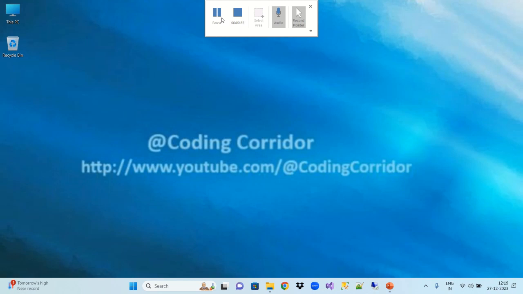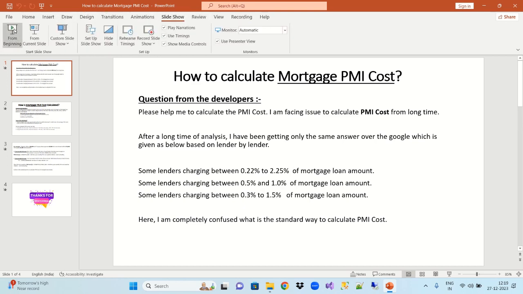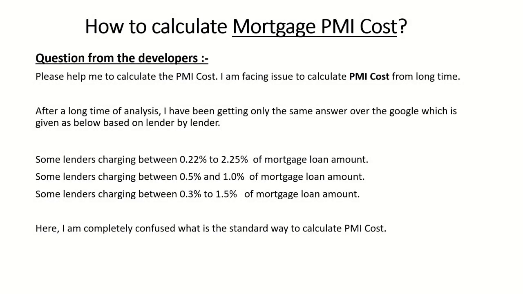So let's see the question from the user first. And just to inform you, I'm not going to write the program, just explaining the standard formula. So let's see here, I have already written everything. So let me open this slide. How to calculate mortgage PMI cost? So this is the question from the developers. Please help me to calculate the PMI cost. I am facing an issue calculating PMI cost for a long time.